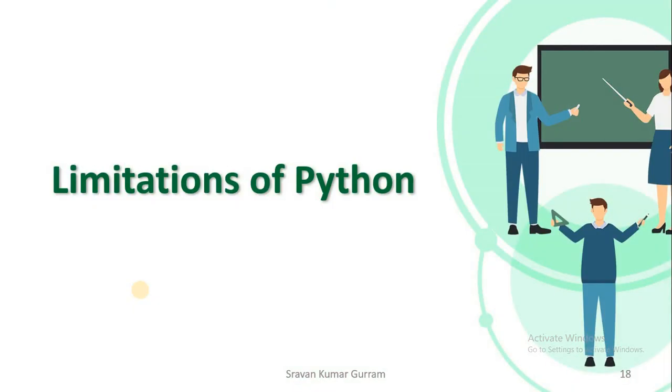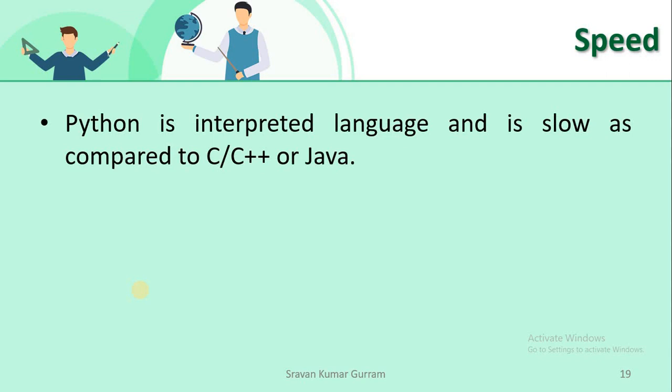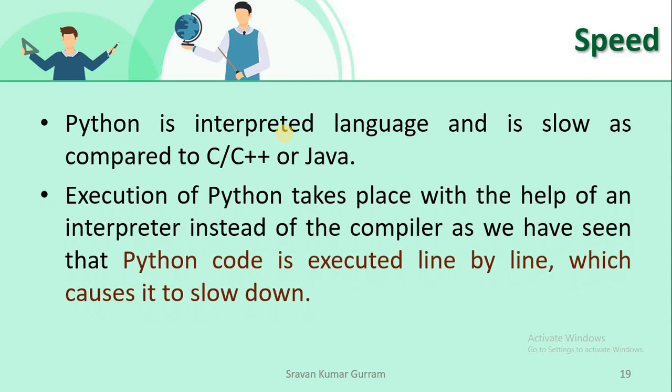Now let us see the limitations of Python. First limitation is speed. As we discussed already, Python is an interpreter language. So the nature of the interpreter is that it executes the code line by line. That is the reason it takes much time compared to the compiler. With this, Python takes a little bit more time compared to compiler languages like C, C++ or Java.